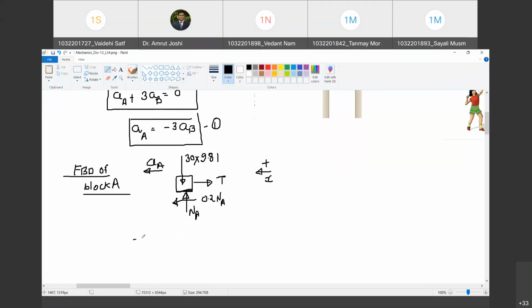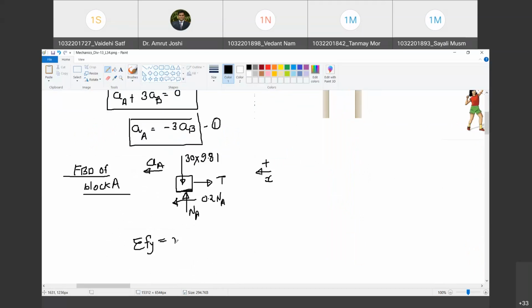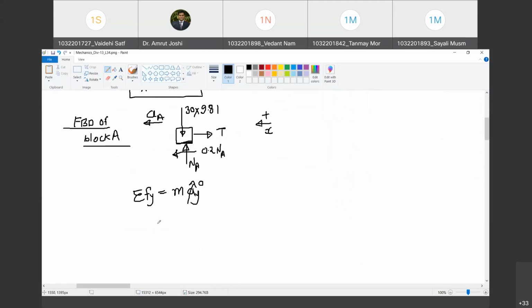Now, summation Fy equal to 0. Can I apply this equation? Yes, because the block is not moving perpendicular to the surface, so its acceleration in the y direction is 0. So summation Fy equal to 0 gives me Na is equal to 30 into 9.81. So I have got the first reaction, and that is Na.